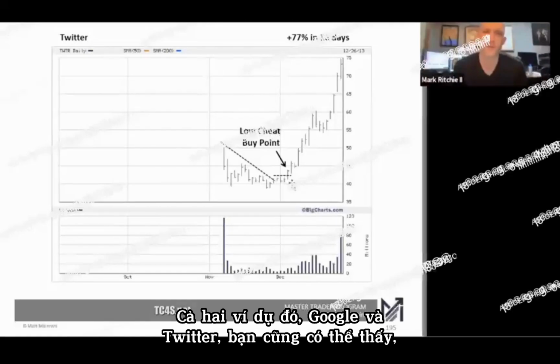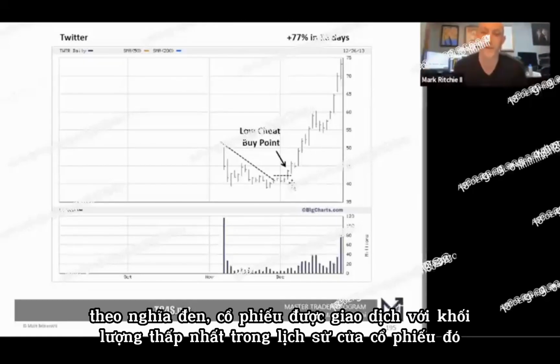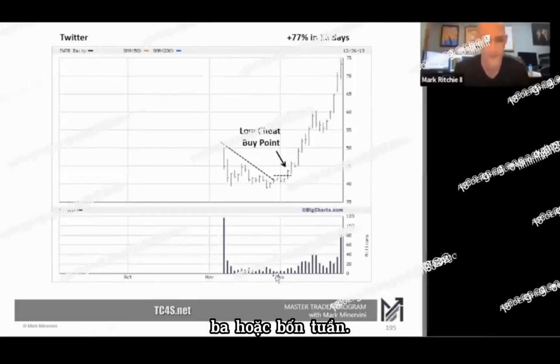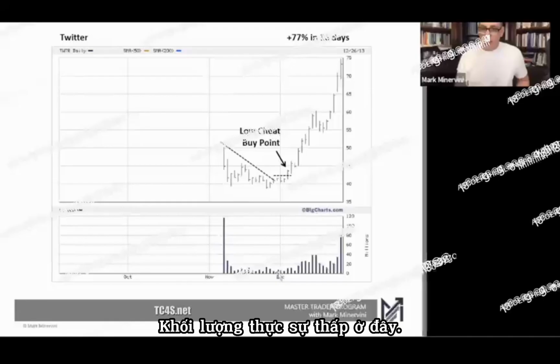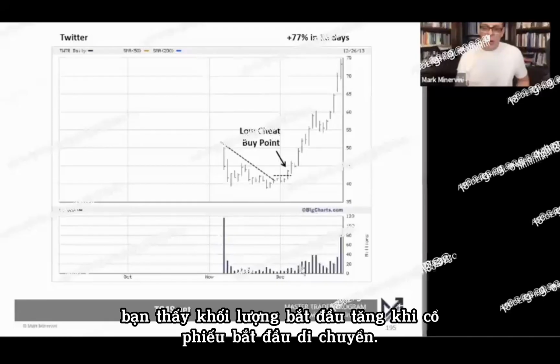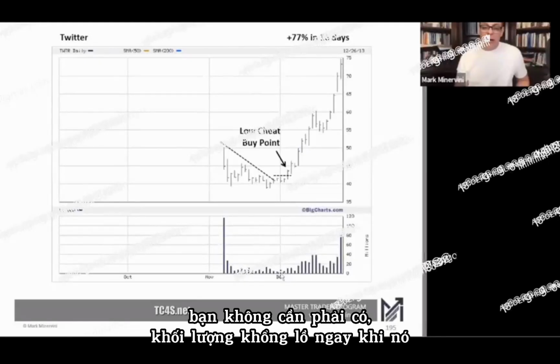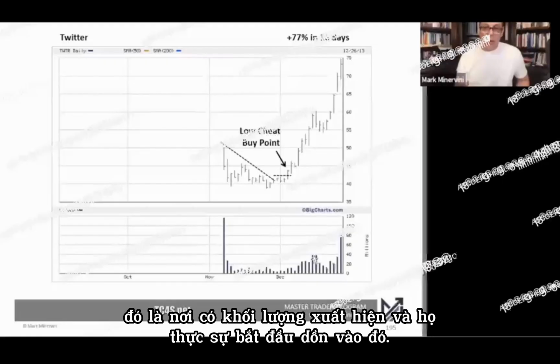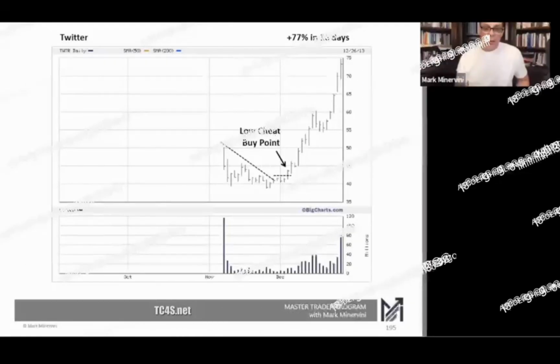Both those examples, Google and Twitter, you can see too, literally the stock traded the lowest volume in the history of the stock in that little low cheat, because it had only been trading for 3 or 4 weeks. Real low volume here. And again, you see the volume started to come in as the stock started to move. You didn't have to have the giant volume as soon as it took off. But as you started getting into new high ground, that's where the volume really started to pile into it.